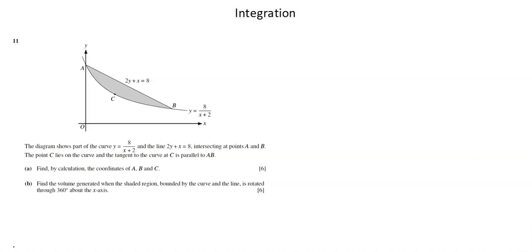You can find points A and B using algebra with simultaneous equations. You can find point C using differential calculus. These points are: A is (0, 4), B is (6, 1), and C is (2, 2).